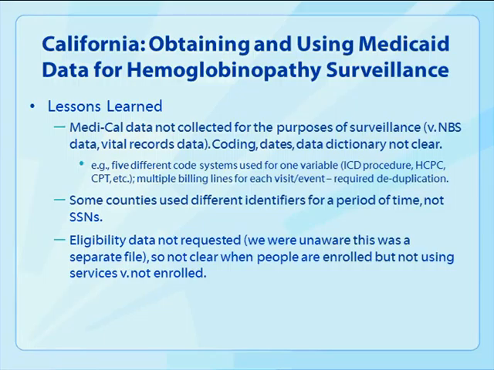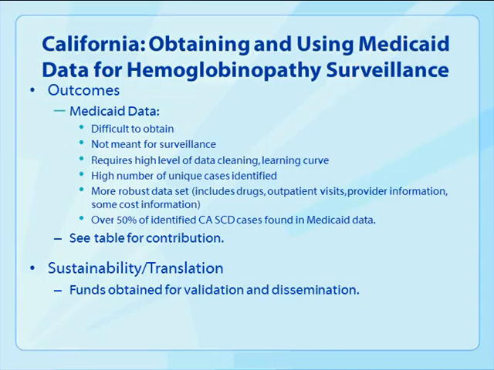And lastly, at the start of the project, we did not request the Medi-Cal eligibility data for our study period, and at the time we were not aware that this was even available. So when trying to track healthcare utilization over time, for example, prescriptions for hydroxyurea, it was not clear when people were definitively enrolled in Medi-Cal and not using services versus not being enrolled in Medi-Cal for any given stretch of time.